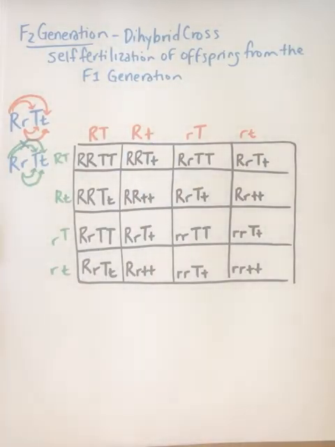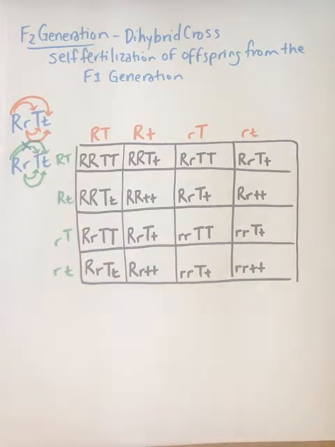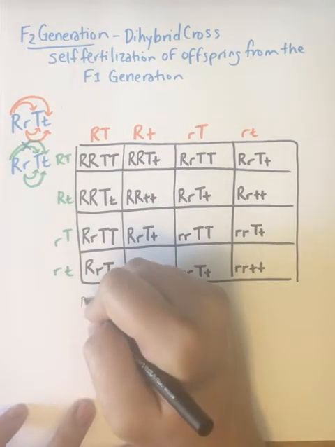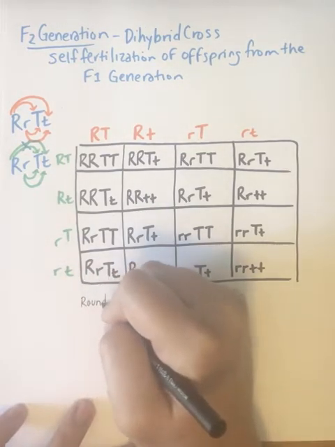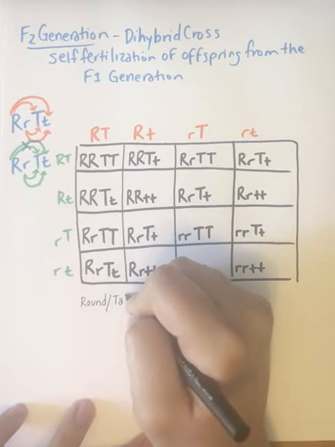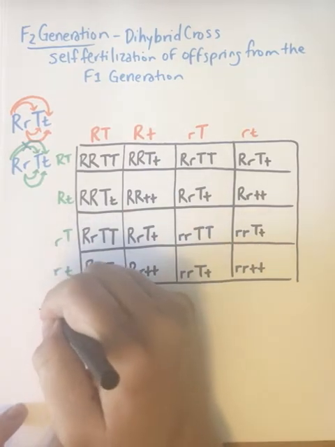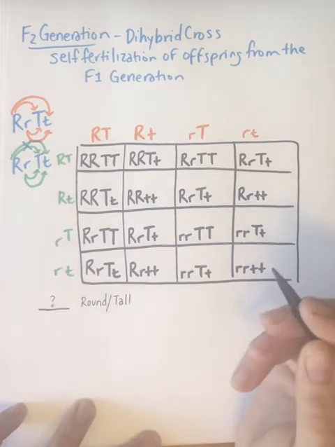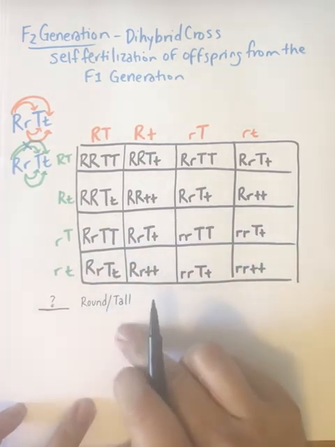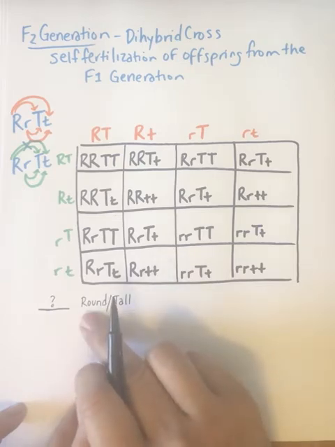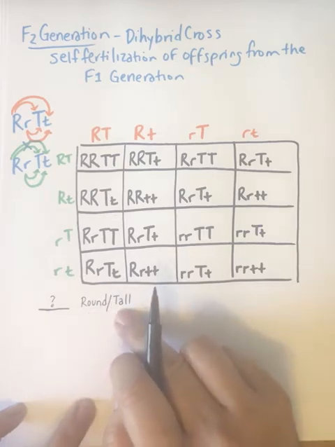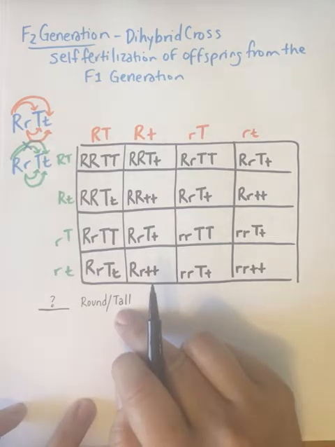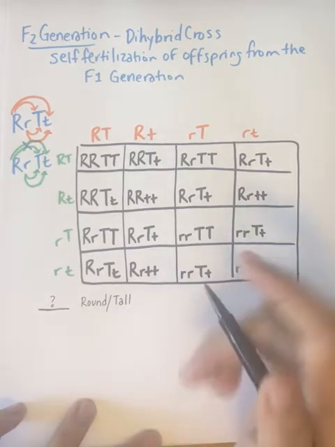So you count the number of plants that are going to be round, because that's dominant, and tall. So we're doing phenotypic ratios. So I want to know how many round and tall. That's the first thing that you always figure out, because round is dominant and tall is dominant. So even if it is heterozygous, it is considered to be tall.